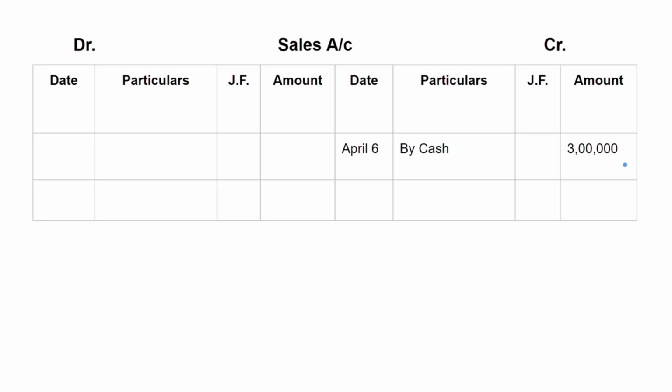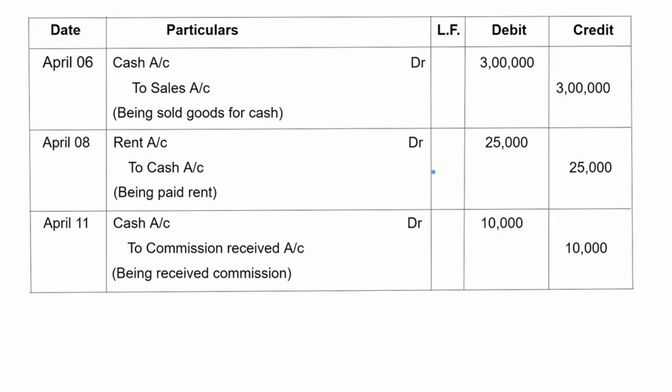And the next transaction is April 8 rent account debit 25,000 to cash account 25,000, and the two accounts are rent account to cash account.